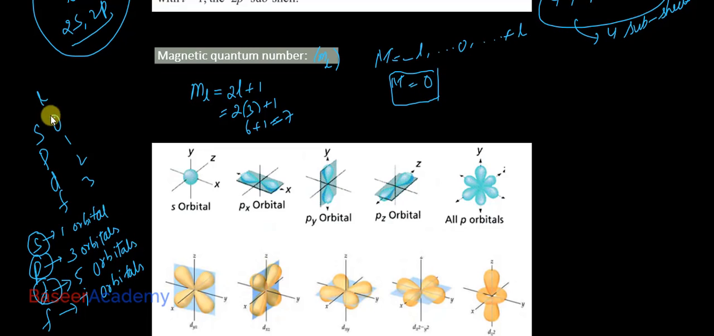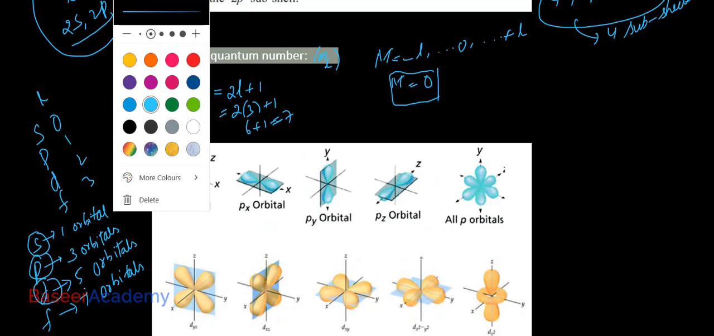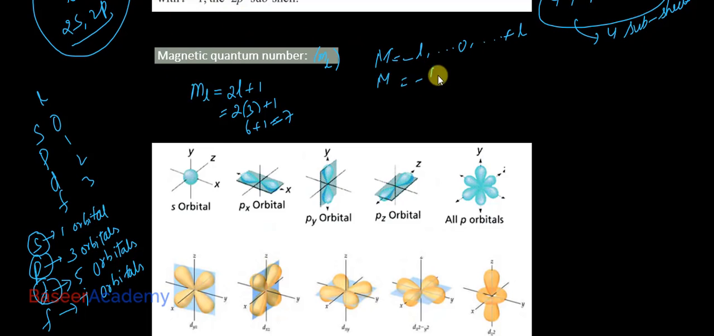If the subshell is p, then what are the values of m? m can take values from minus 1 to plus 1, right? So m will have how many values? 3 values. So the p subshell is split into 3 orbitals. In the same way, if the l value is 2, what are the values here of m?